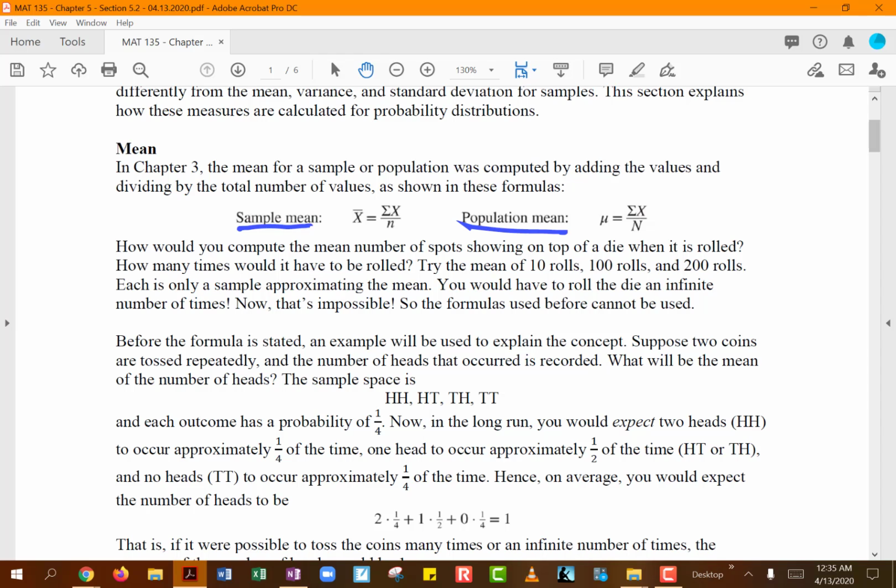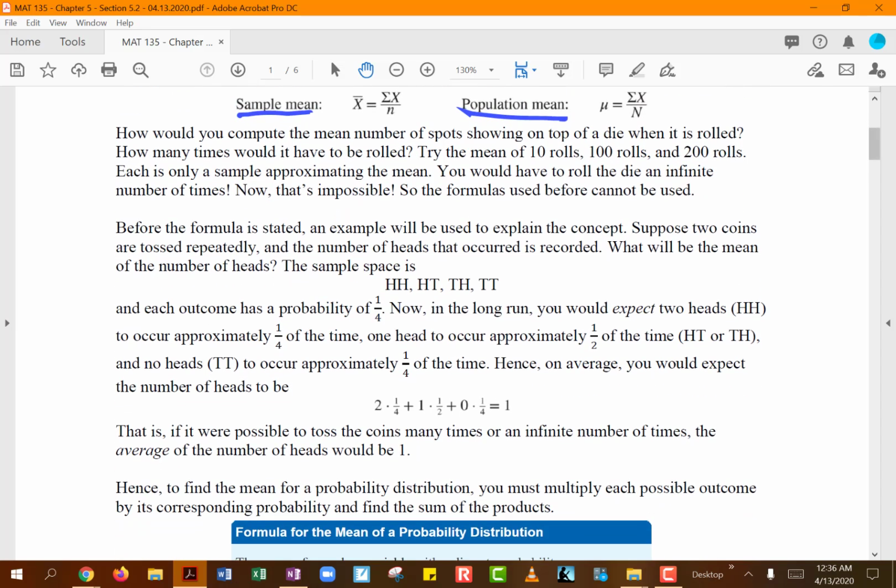So, these formulas really would not work in this case, since you are talking about, for each spot, for each die, how many spots you would get, what would be your mean number. So really that method doesn't work for us. So let's consider another example so we can explain this concept a little bit better.